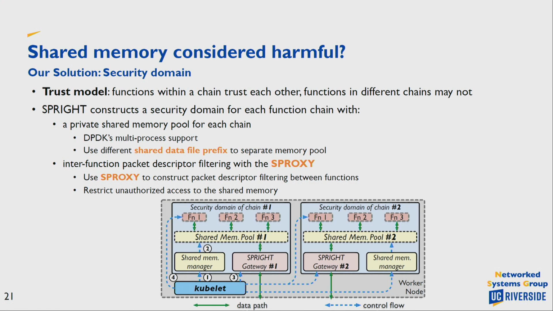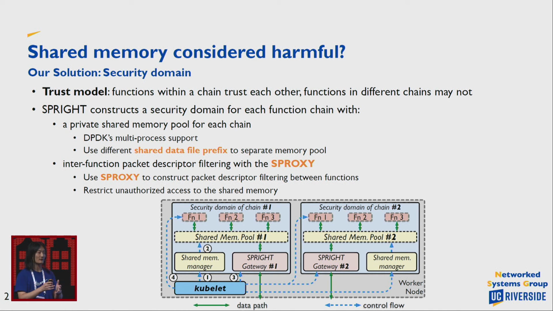Given that we are using shared memory for data sharing, there's always a concern about security and isolation between service functions. In SPRIGHT, our trust model assumes that functions within a chain trust each other, but functions in different chains may not.